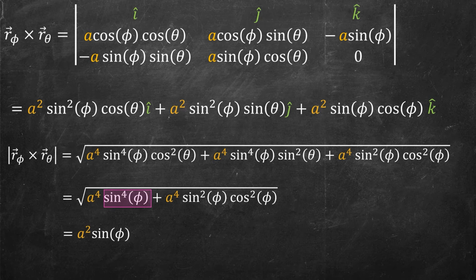You might be a little bit mad because you're like, hold on, square root of sine squared, can you just leave it? But for the phi values between 0 and pi, sine is always positive, so yes, I don't have to worry about that. So a squared sine phi.